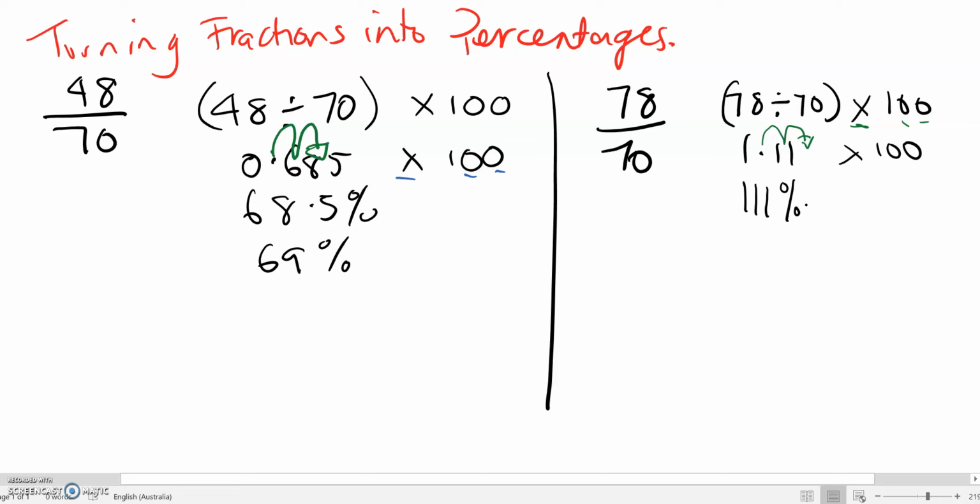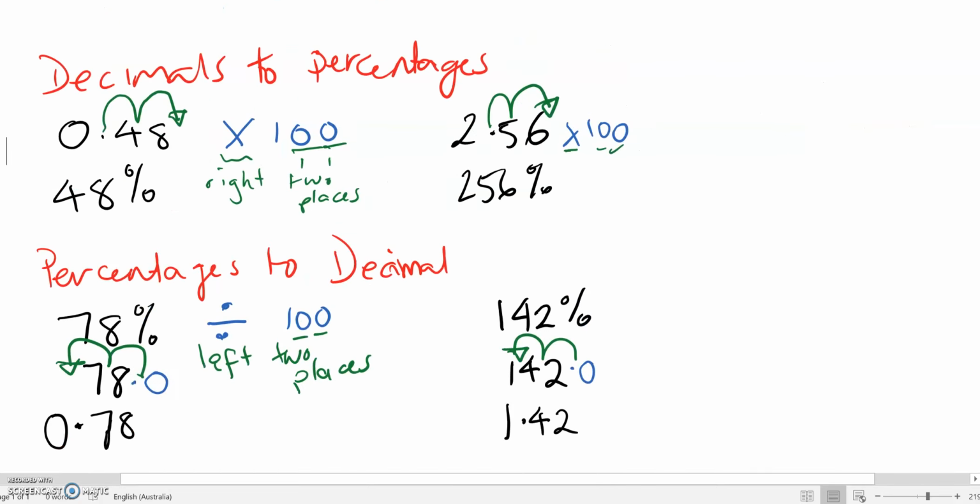Okay, so that should be pretty straightforward. This is really the basics. Later on we start looking at increasing and decreasing amounts by percentages. That becomes a little bit more enjoyable.